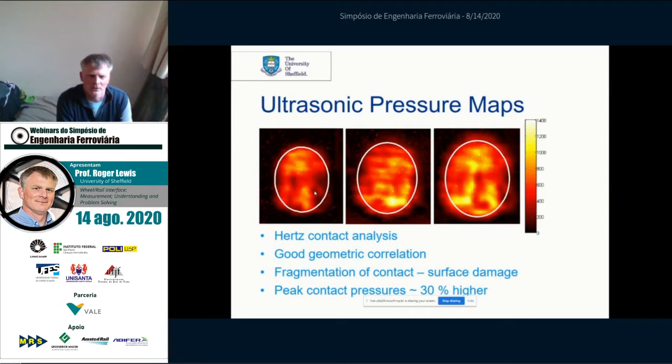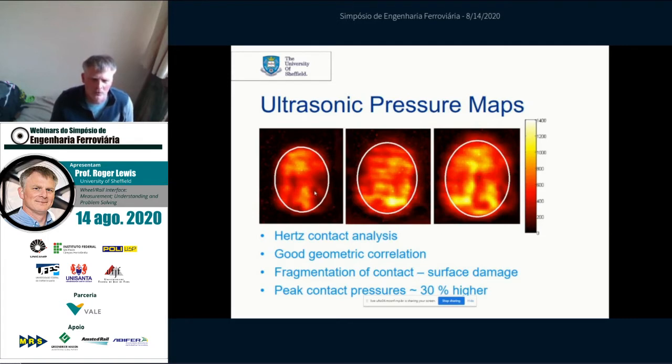We get quite good size comparisons. There are many reasons why maybe we shouldn't, obviously because we've got rough surfaces here. And our peak contact pressures are much higher than Hertz predictions because of that roughness. So there's a good example of the static measurements that we've taken.